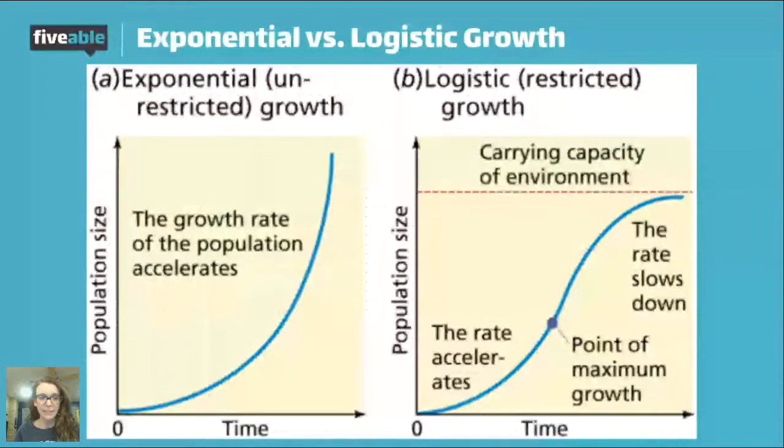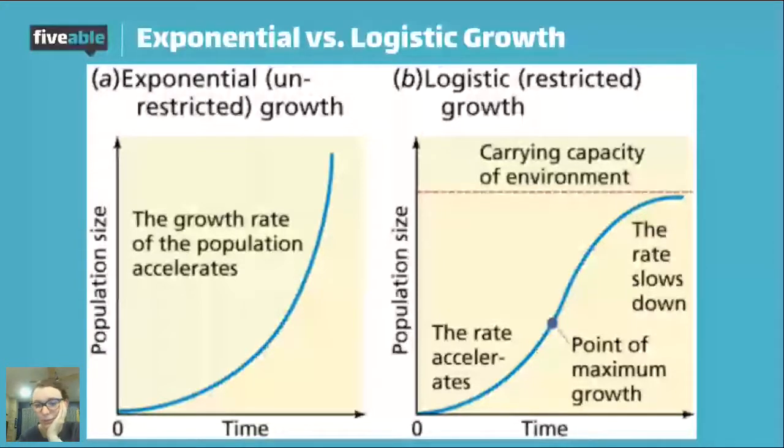So on the right-hand side, this is going to be a much more common situation. You'll notice we have a red dotted line across the top, and that is indicative of the carrying capacity of an environment. The carrying capacity is exactly what it sounds like. A capacity is the maximum number of people. Like your classrooms have a capacity, your school has a capacity, a concert venue has a capacity, right? And the carrying capacity is basically how many organisms an environment can support given the factors that exist there.